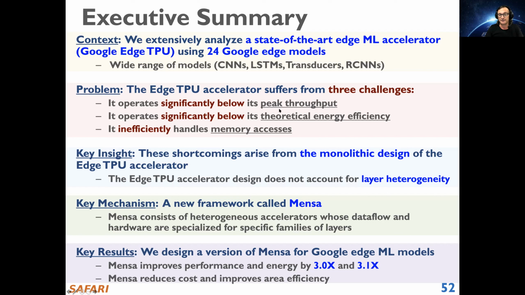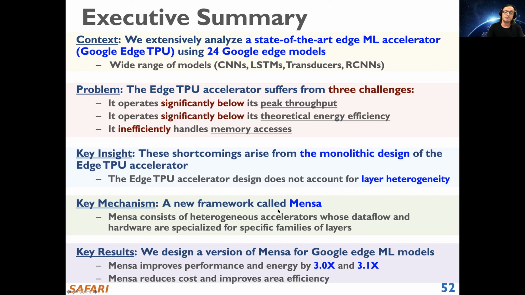Basically, it's not very efficient in terms of peak throughput. It's not very efficient in terms of energy efficiency, and it's not very efficient in terms of memory system. And the main culprit for this is that there's a single accelerator that's trying to cater for all kinds of layers from all kinds of different models. And basically, the solution that we have is to have a heterogeneous accelerator that's designed for different types of layers, let's say clusters of layers.